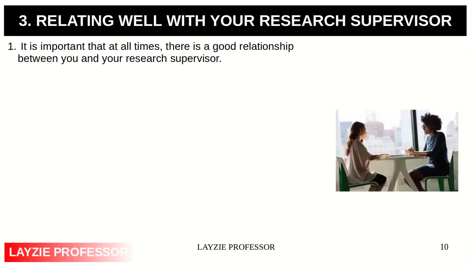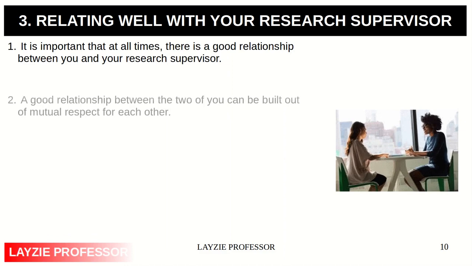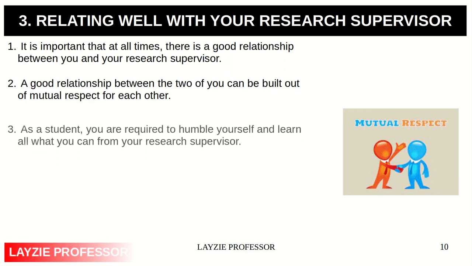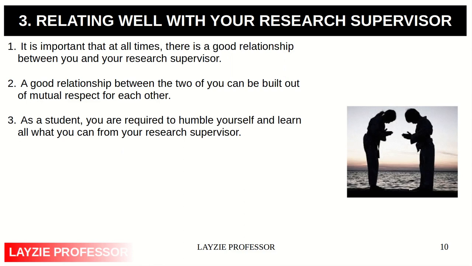Now, so far as relationships go, it is important that as a student, you maintain a good relationship between yourself and your research supervisor, because this good relationship will go a long way to help you complete your research in peace. A good relationship between you and your supervisor can be built out of the mutual respect that you have for each other. So you must have respect for your supervisor, and your supervisor must also have respect for you, so the two of you can move forward together. It's as simple as that. And as a student, you are required to be humble so that you can learn all you can from your supervisor.